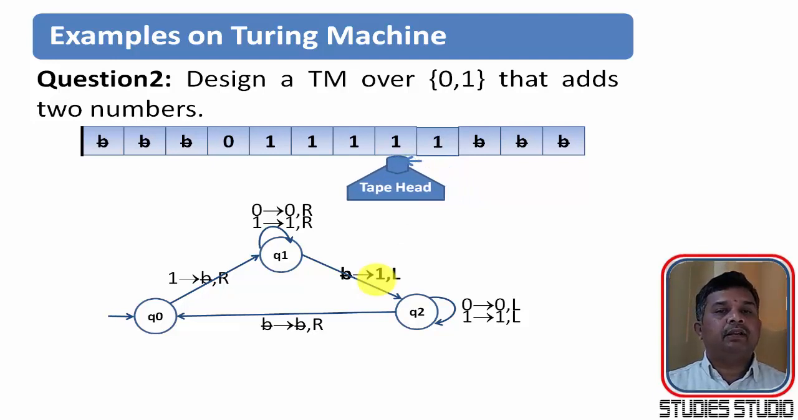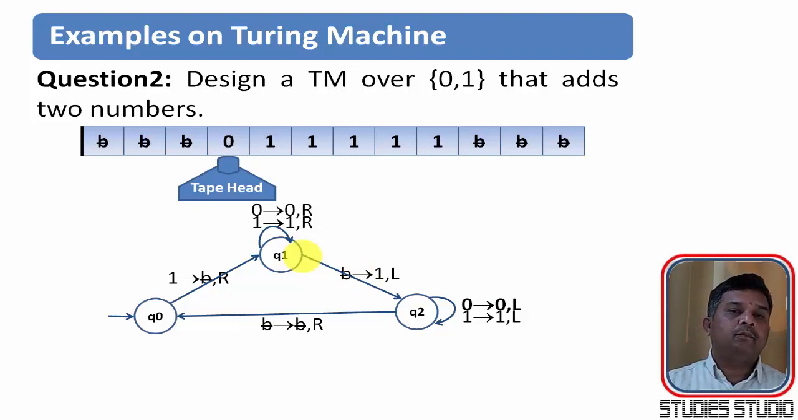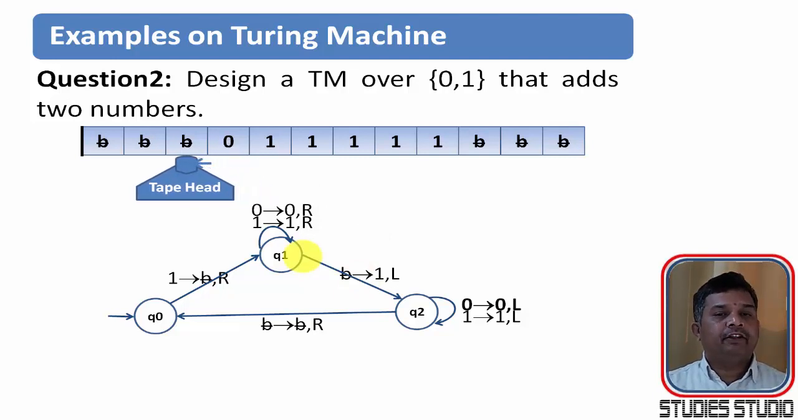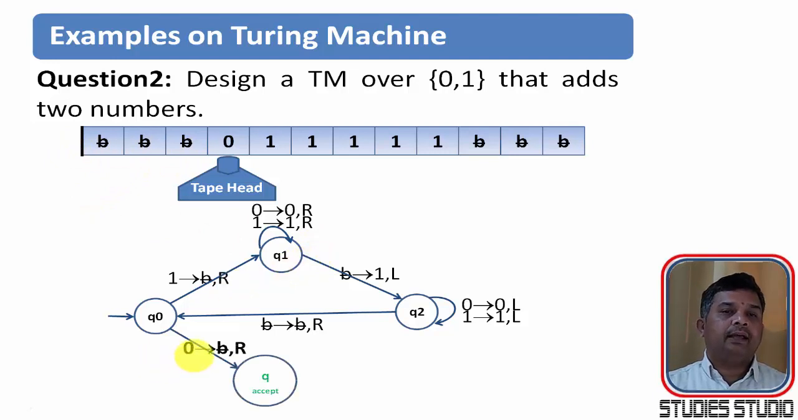I'll keep on moving left till the first blank appears. I'll be writing ones in that particular location and keep on moving left. Now I got a 0. I need to write 0 there and move till the first blank appears. And after the first blank, I'll be writing blank there and start moving right. Now the input symbol is 0. So there are no more ones on the left hand side. So if a 0 appears, I'll write blank there and move right, and come to the accept state.